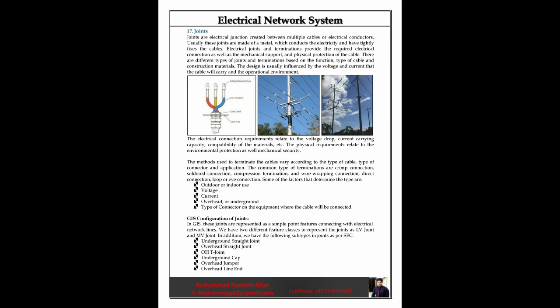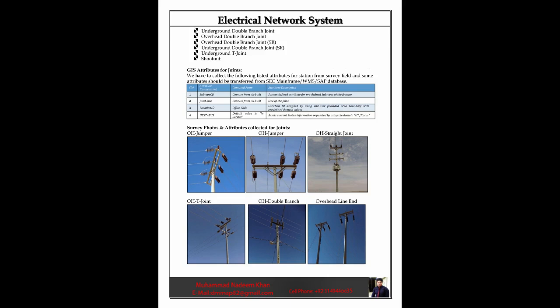We have two different feature classes to represent the joints as LV joint and MV joint. In addition, we have the following subtypes in joints as per SEC: underground straight joint, overhead straight joint, OHT joint, underground cap, overhead jumper, overhead line end, underground double branch joint, overhead double branch joint, SR underground double branch joint, SR underground T-joint, shootout.